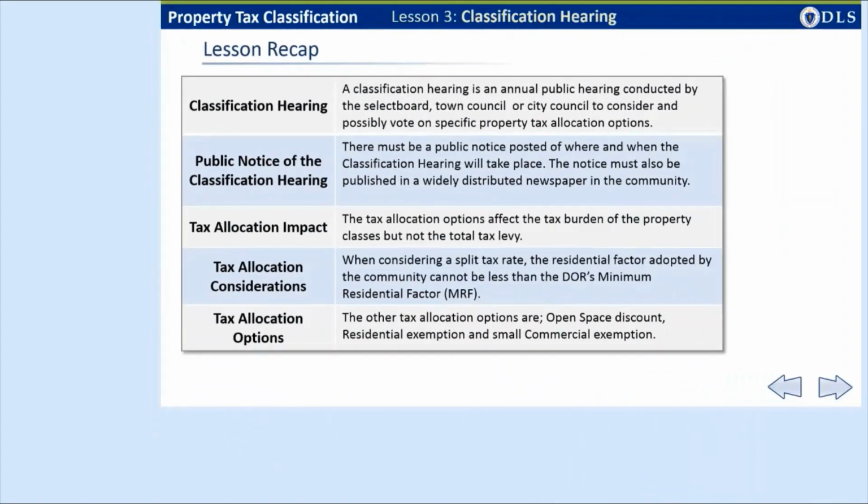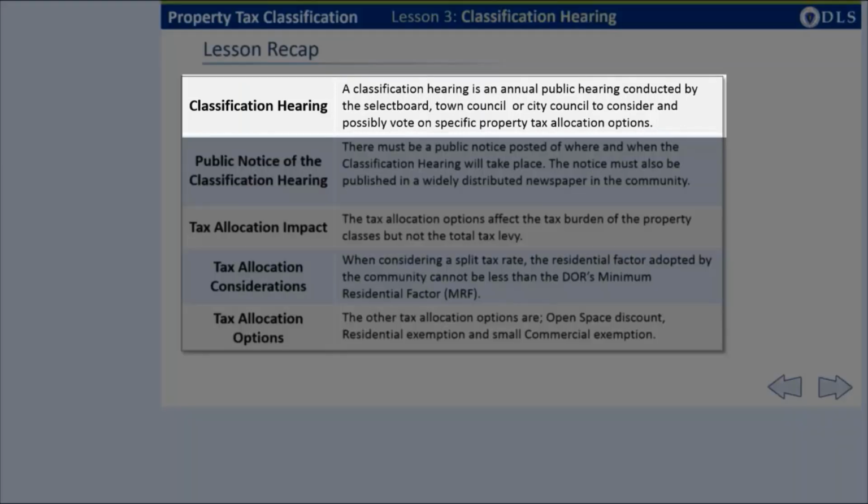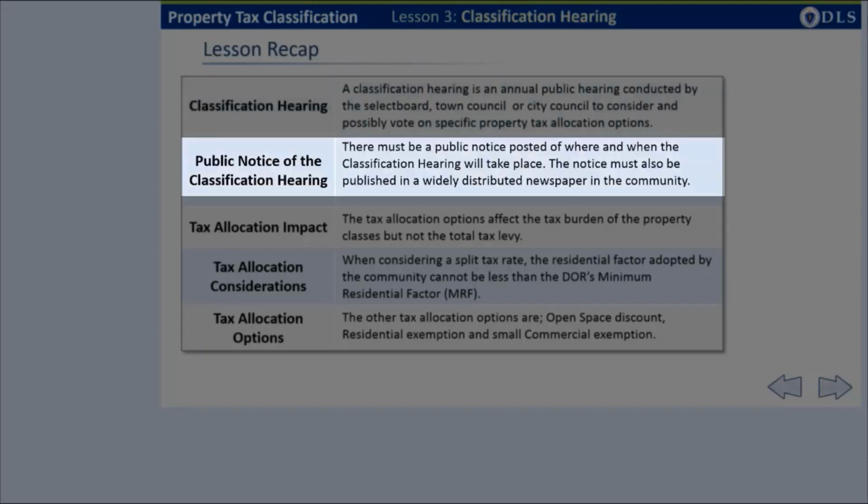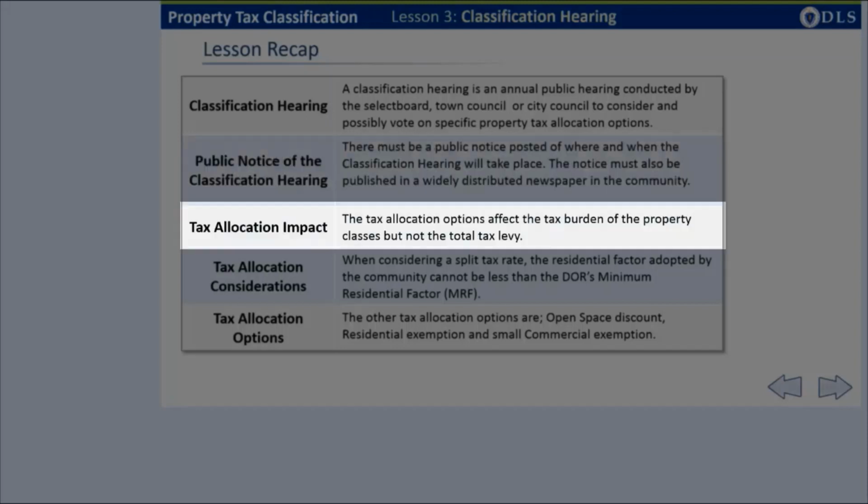Let's review what we have learned from this lesson. A classification hearing is an annual public hearing conducted by the Select Board, Town Council, or City Council to consider and possibly vote on specific property tax allocation options. There must be a public notice posted of where and when the classification hearing will take place. The notice must also be published in a widely distributed newspaper in the community. The tax allocation options affect the tax burden of the property classes, but not the total tax levy.